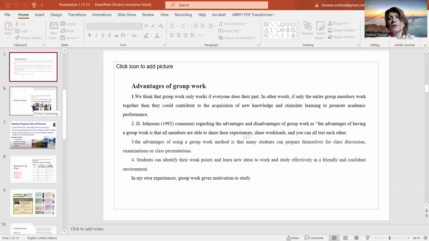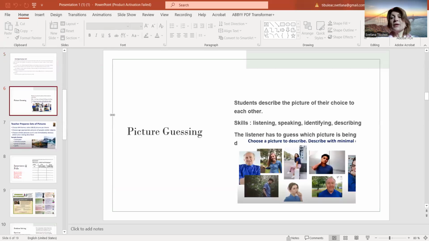Now I will give you some examples of group work strategies. So the first one, picture guessing. Students are given a set of pictures, and the students describe the pictures of their choice to each other. So the skills that are developed here are listening, speaking, identifying, and describing.